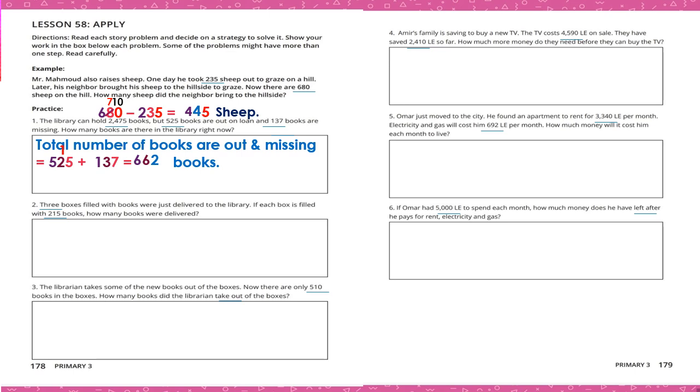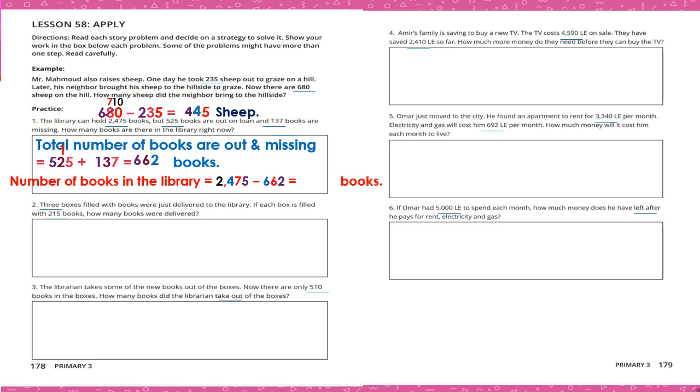Here we wanted to find the number of books in the library now, after the missing books. What shall we do? The number of books in the library now, you should make subtraction. Subtraction: the total of all books minus the missing books to get the number of books in the library now.